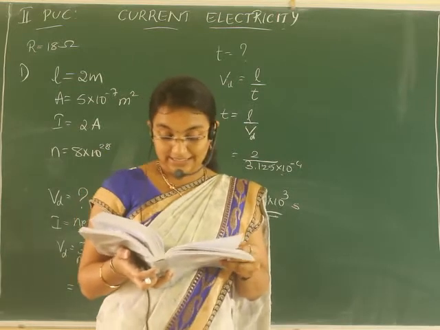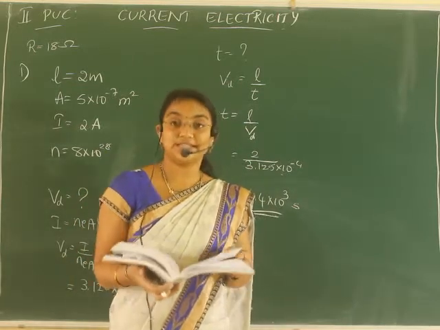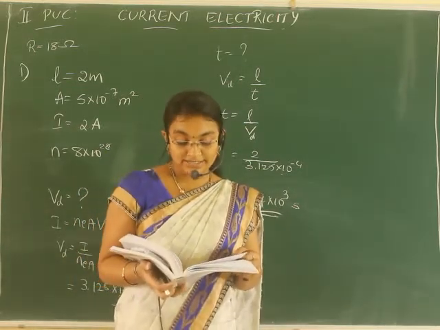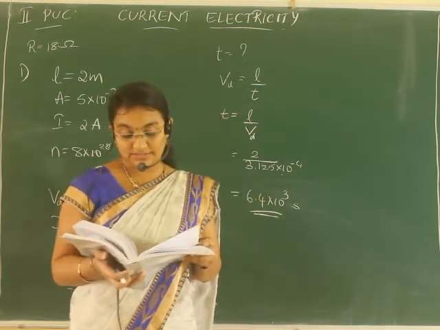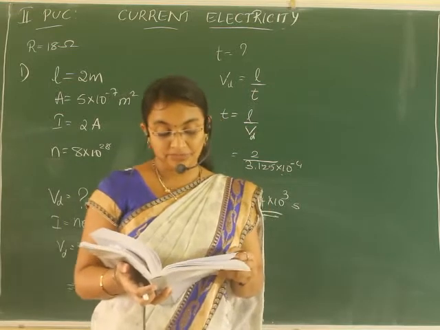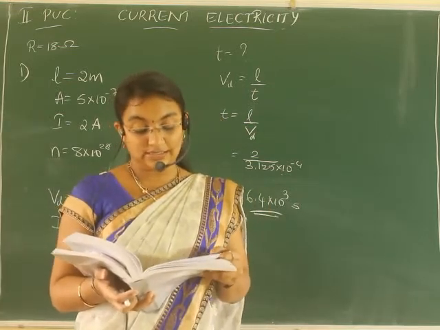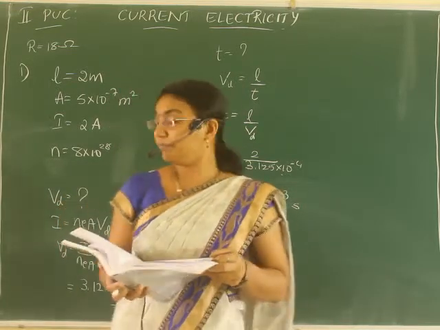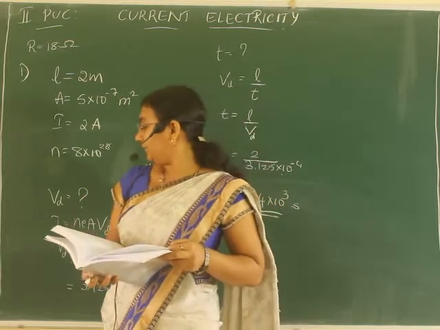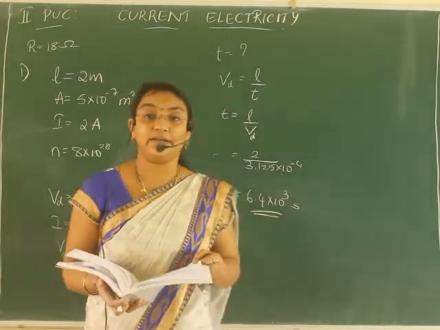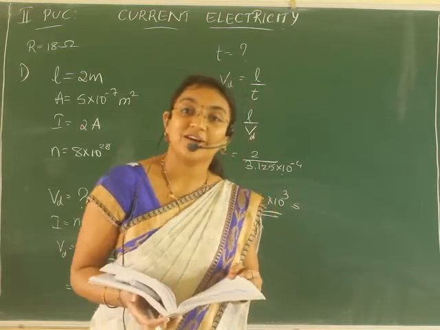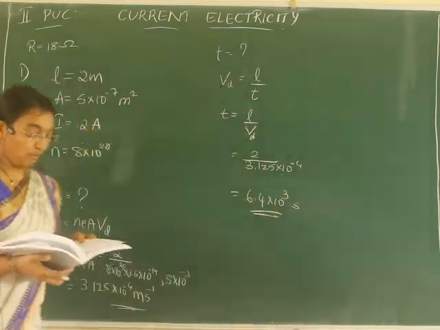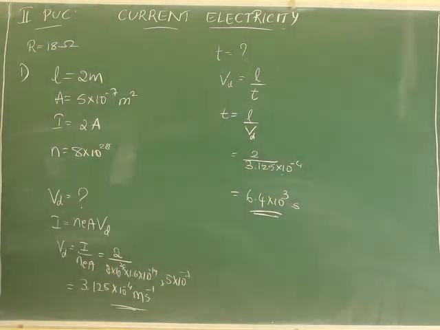See, current is given, area of cross section is given, n. Number density means n, it is given, and charge of the electron is given. So you know that, correct? You have to calculate Vd. The same method, I is equal to NEA Vd. So I am not going to solve this problem, it is homework. Okay, second problem is homework. Next, shall I go for the next problem?